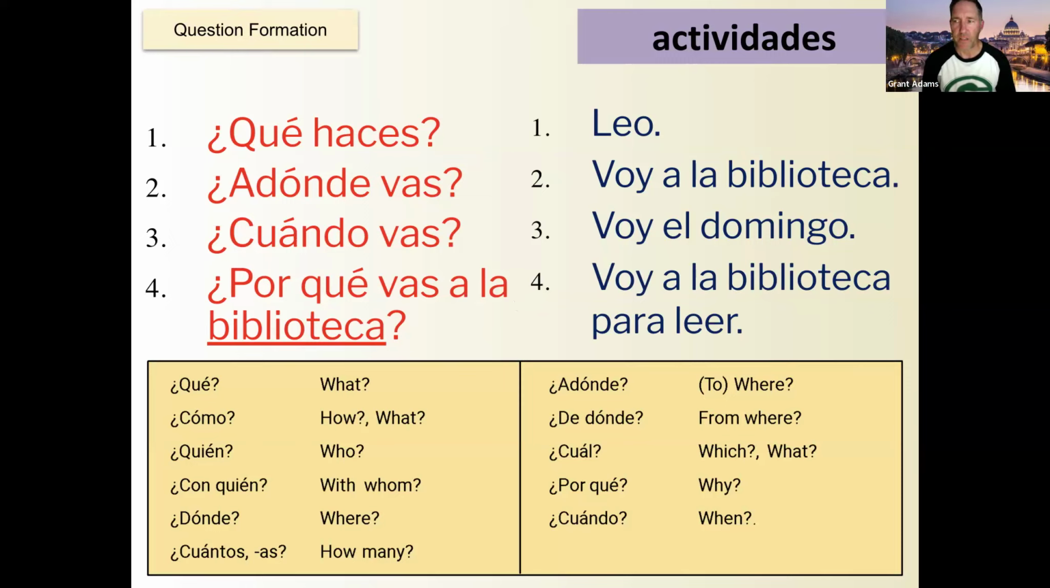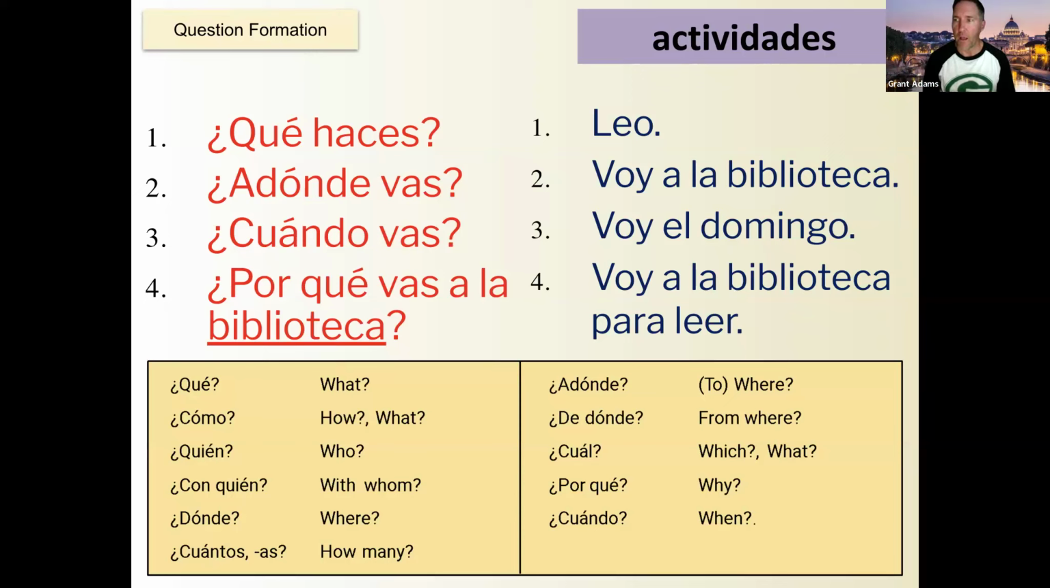Voy a la oficina para estudiar. Excelente. Es otro ejemplo. Voy a la oficina para estudiar. Voy a la playa para nadar en el mar. Voy a la discoteca para bailar. Excelente, muy bien. Voy a la tienda para comprar una chaqueta. Porque voy al trabajo para ganar dinero.